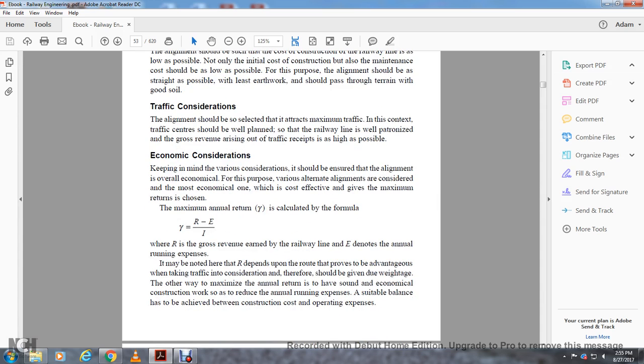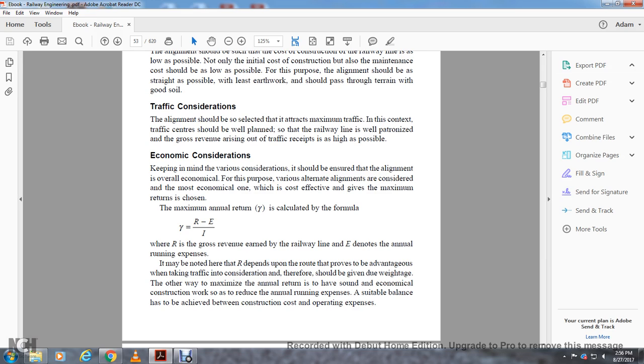Economic consideration. Keep in mind the various conditions to ensure that the alignment is economical. Among the various alternative alignments, consider the most economical one, which is cost effective and gives the maximum return. The maximum annual return Y is calculated by the formula Y equals R minus E, where R is the gross revenue earned by the railway line, and E denotes the annual running expense.